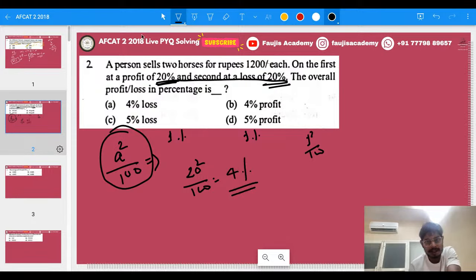In this case, it will always be a net loss. So 4% loss will be the answer. Wherever you saw the profit and loss equal, you could have directly cut down the answer. Now is not the time for me to take values and prove it and all that stuff.